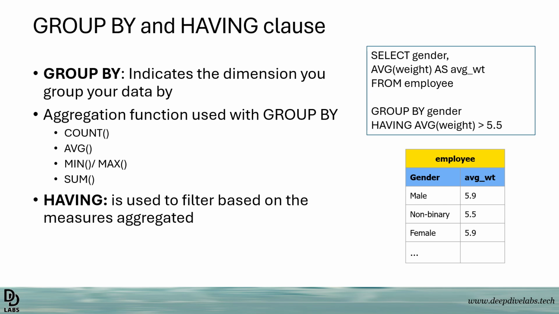So you can see how it helps you to aggregate. There could be multiple employees who are male, there could be multiple employees who are non-binary. So it takes the average across all of their weights to get the average weight.